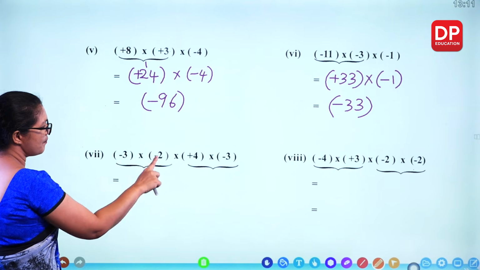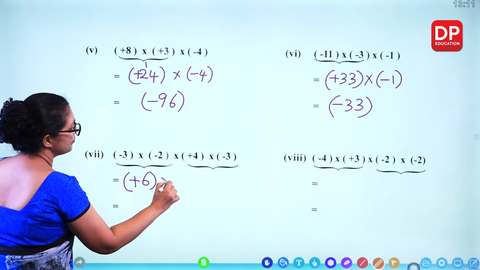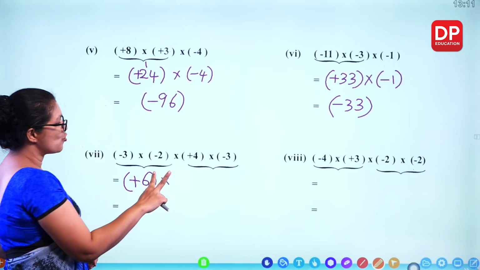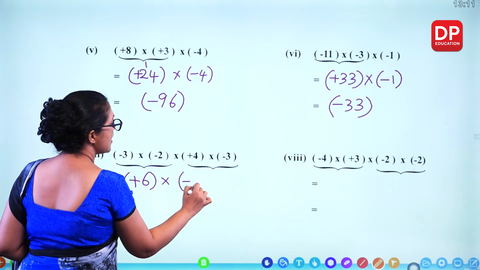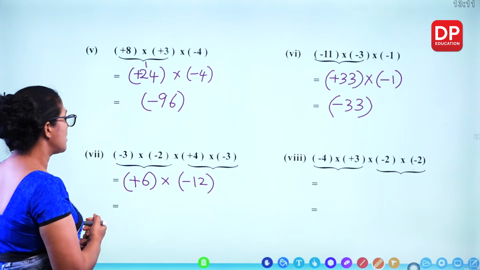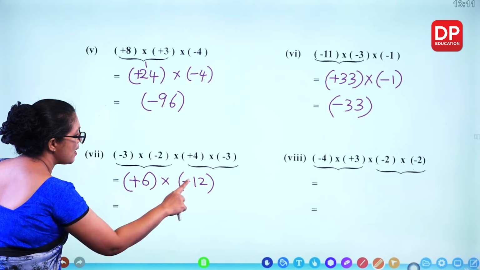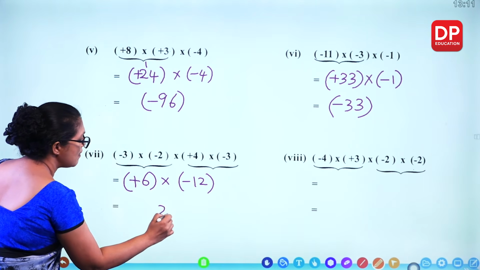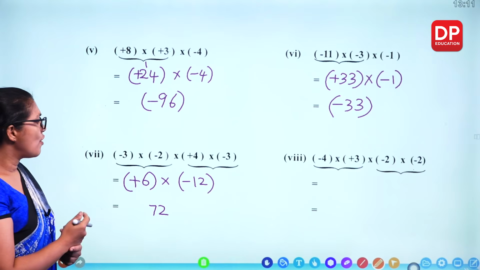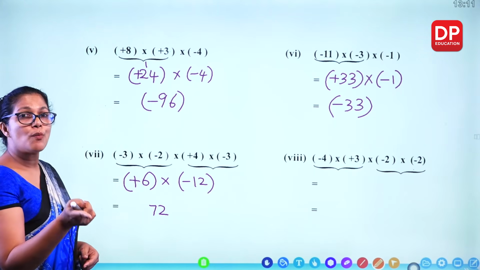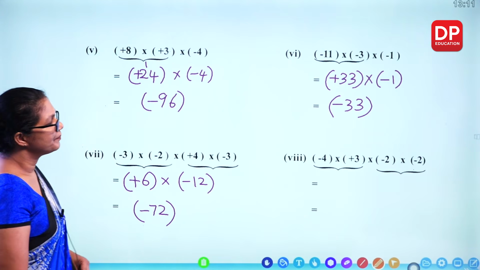Both negative, you get plus answer. 3 times 2, 6. Here you can do separately these two. One is positive, one is negative. Answer is negative. 4 times 3, 12. Now 12 times 6, ignore sign and multiply. 6 times 2, 12. 1 remaining, and here 72. Is it positive or negative? One is positive, one is negative. Answer is negative.